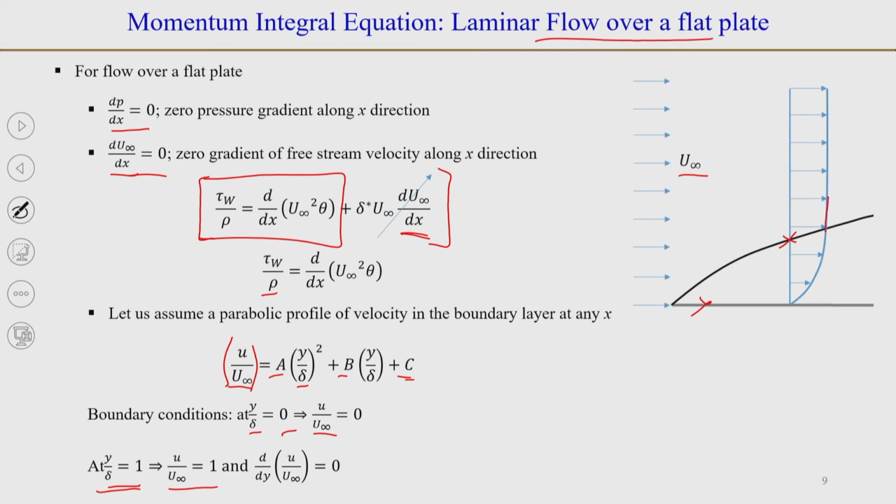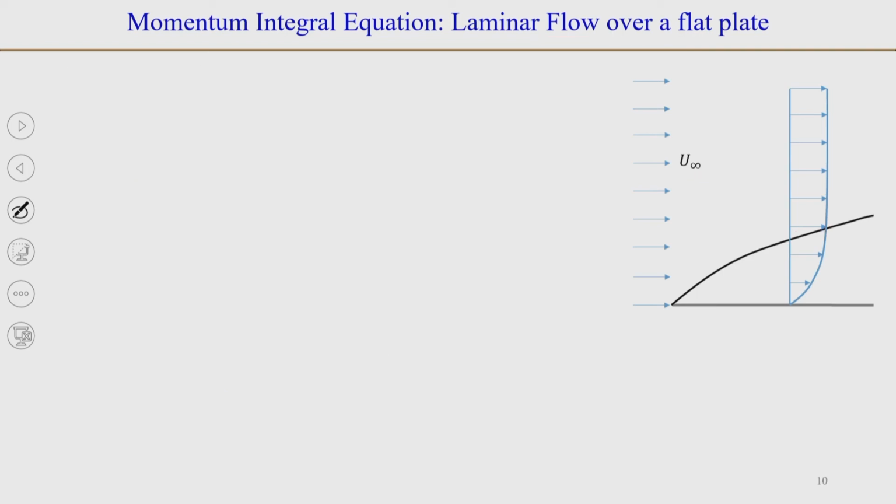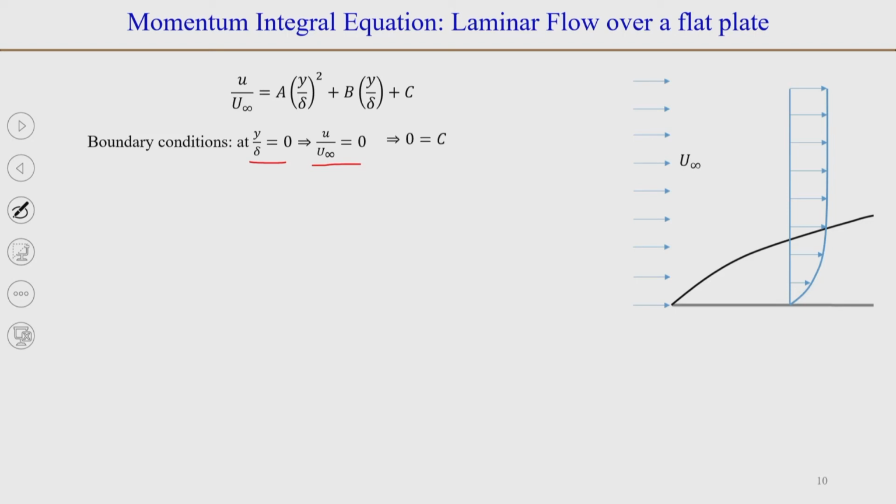So, we can also say that d by dy of u by u infinity is equal to 0 at y by delta is equal to 1. Okay. So, when we do that, from this first boundary condition, at y by delta is equal to 0, u by u infinity is 0. So, when we substitute that, we get u by u infinity, which is 0, and this term will be 0 because y is equal to 0. The second term will also be 0, and we will have c is equal to 0.